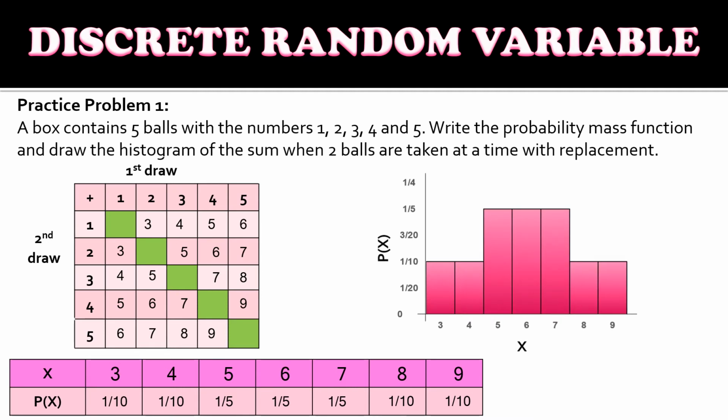And to graph, this is how you graph them. You have the x on the x-axis and the probability of x on the y-axis. So we just have to plot them. We have the sums 3, 4, 5, 6, 7, 8, 9 and their probabilities. So 3, 4, 8 and 9 have a probability of 1/10, and then 5, 6, and 7 have a probability of 1/5.